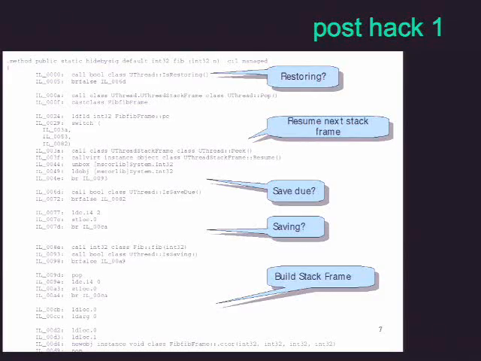So if I'm not restoring, is a save due? That's currently making a timer call, although we're going to change that because that's horrible. If a save's due, then I just jump straight to the end of the method, and I build one of these stack frames, copy all the variables from the CIL stack into the stack frame that I'm going to keep on the heap, and I push it on this microthreading stack again.